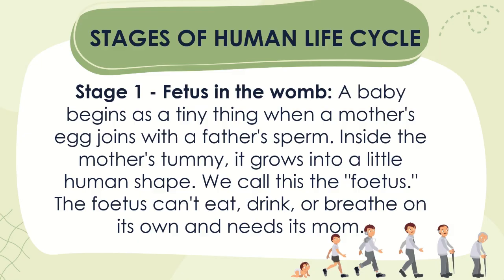Stage 1, fetus in the womb. A baby begins as a tiny thing when a mother's egg joins with a father's sperm. Inside the mother's tummy, it grows into a little human shape. We call this the fetus. The fetus can't eat, drink, or breathe on its own and needs its mom.